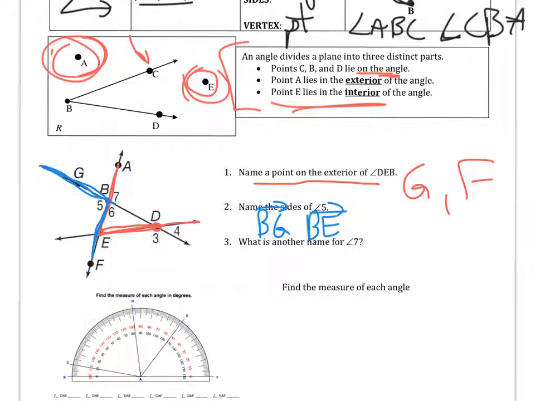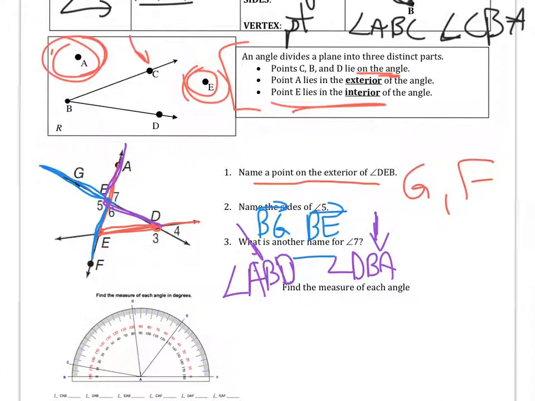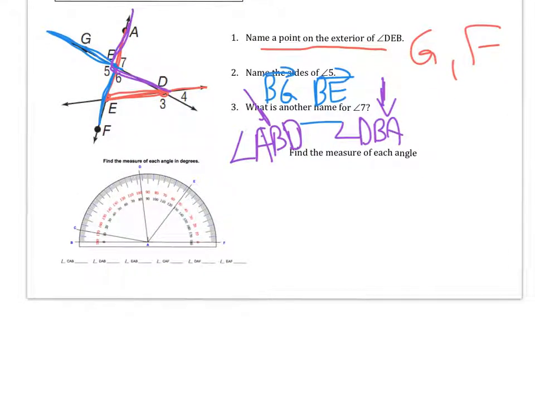So another name for angle 7 would be angle ABD. So instead of angle 7, I would call it angle ABD. Okay, I could also call it angle DBA. Either way is technically correct, as long as B is in the middle, showing that that is the vertex. So I just got to have B in the middle somewhere.